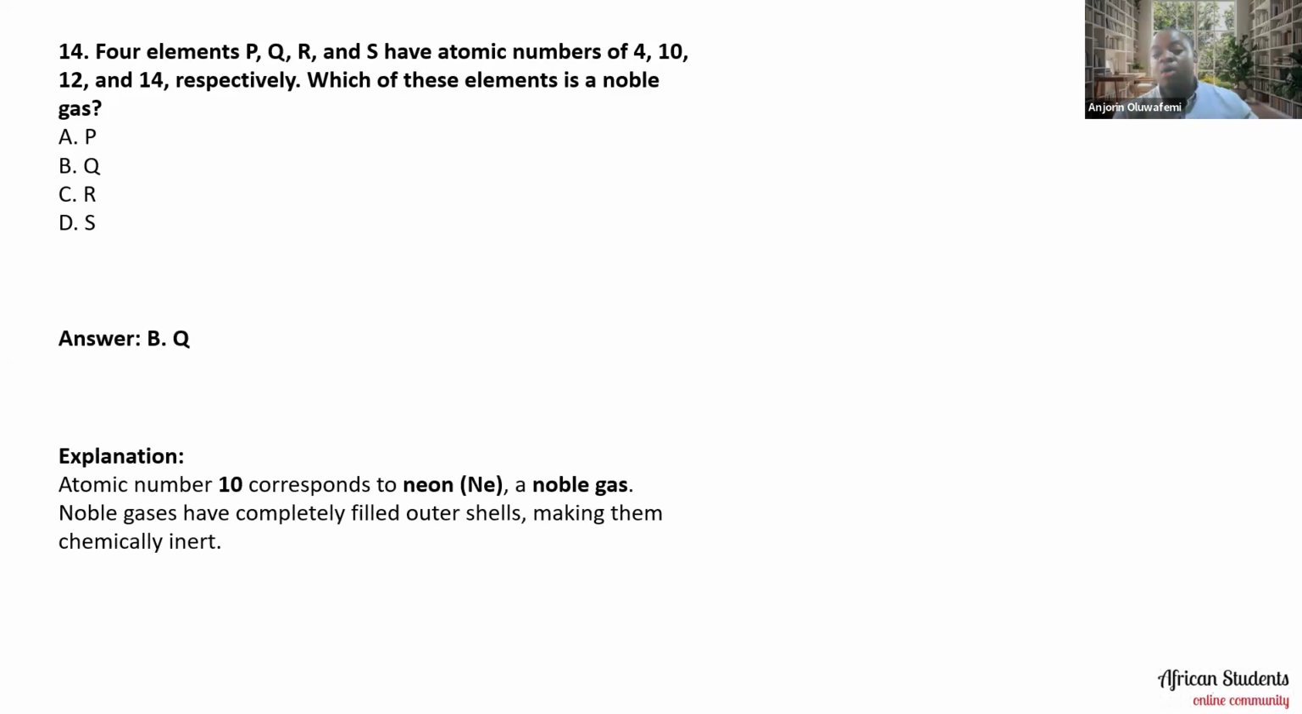Now, the atomic number corresponds to neon, a noble gas. Noble gases have completely filled outer shells, making them chemically inert. So when we look at it, you have a 2-8 system, that is 2 in the innermost shell, then 8 in the outermost shell. That's the octet structure. So it makes them chemically inert, and the right option there is Q because of that.